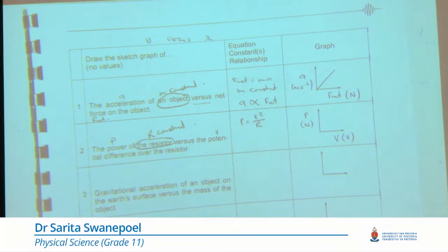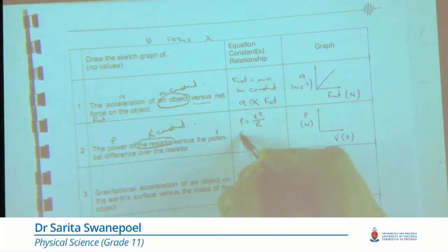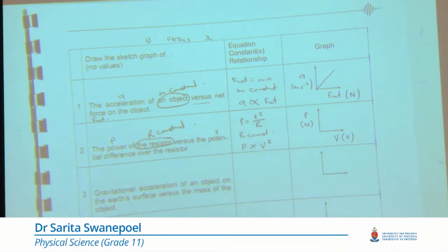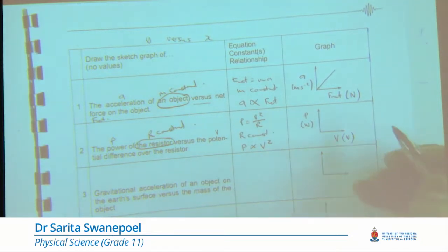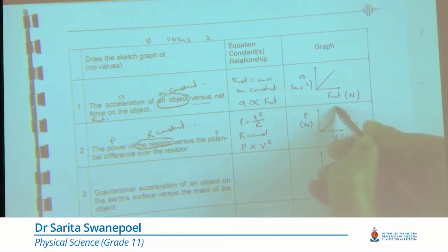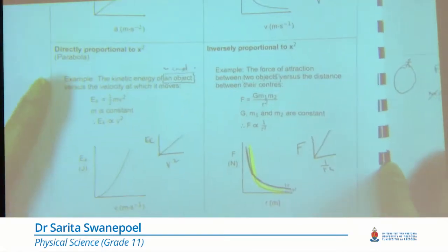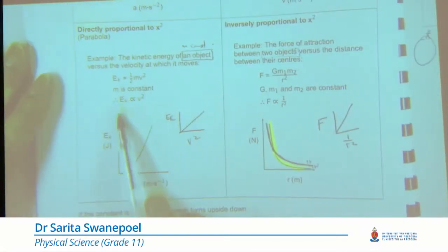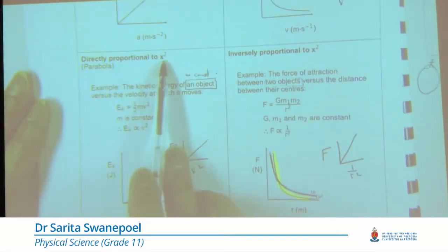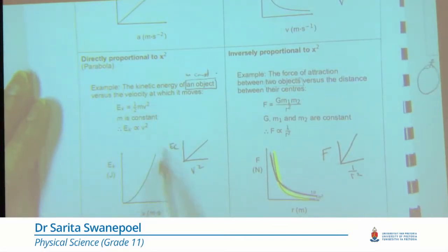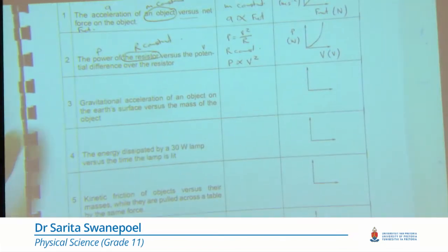R is now my constant. If R is my constant, what is the relationship between P and V? It's directly proportional to the square. So what should the graph look like? It should be a parabola. For the guys who are lost, turn back to page 30. When you get directly proportional to the squared, then you end up with a parabola. So it should look like that.